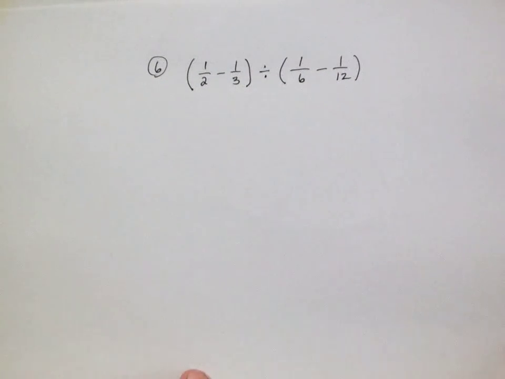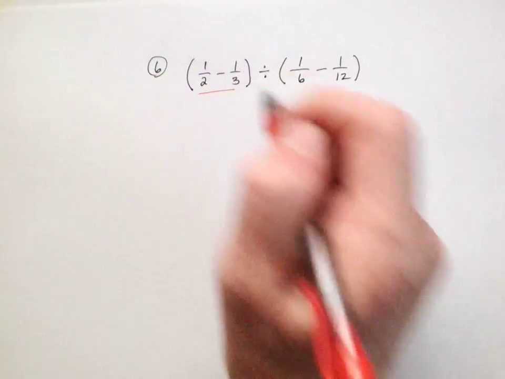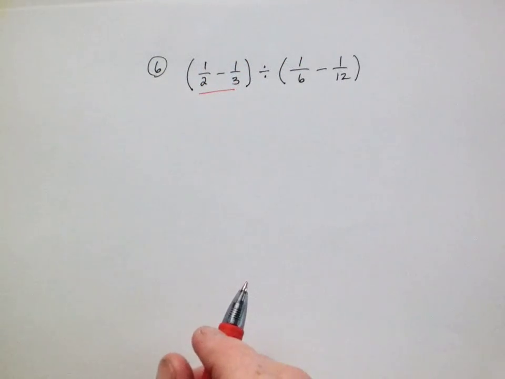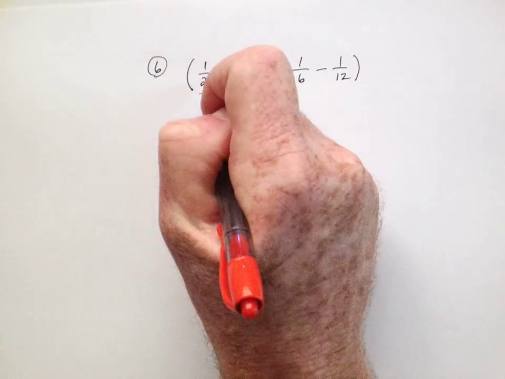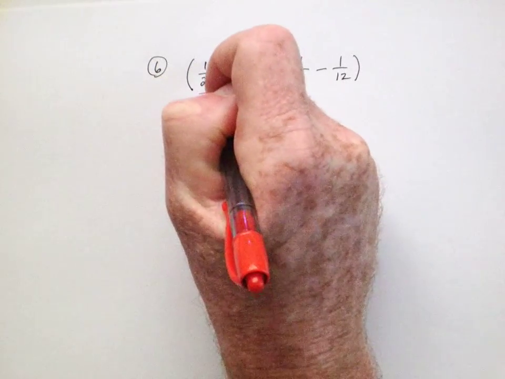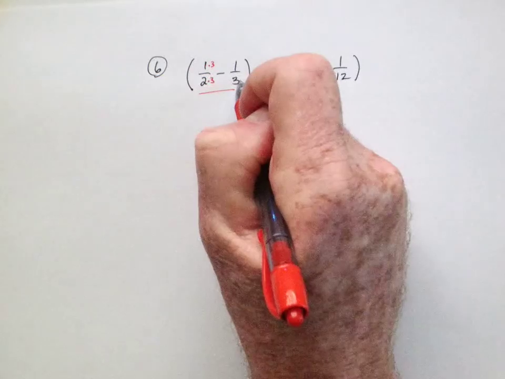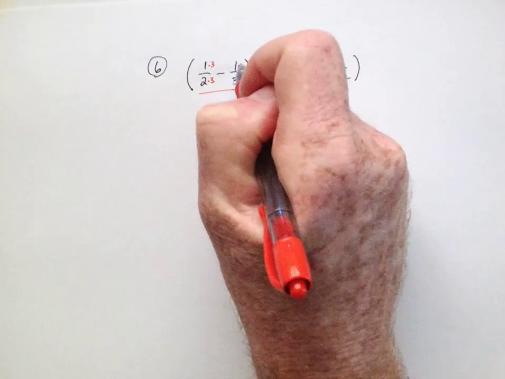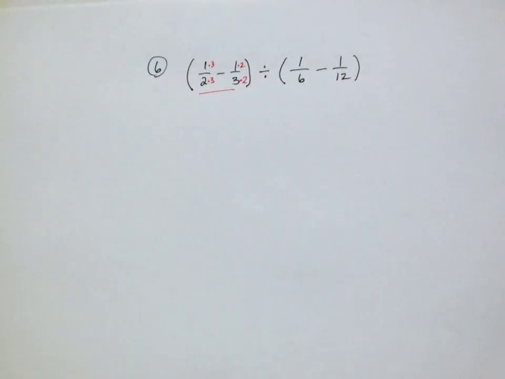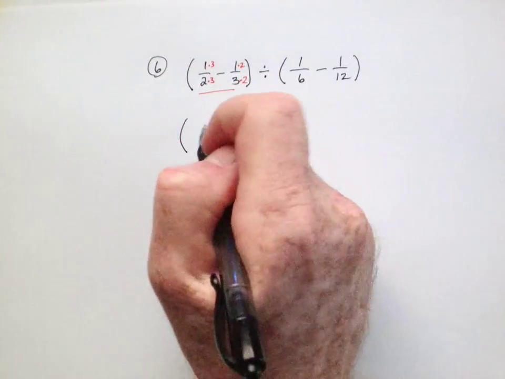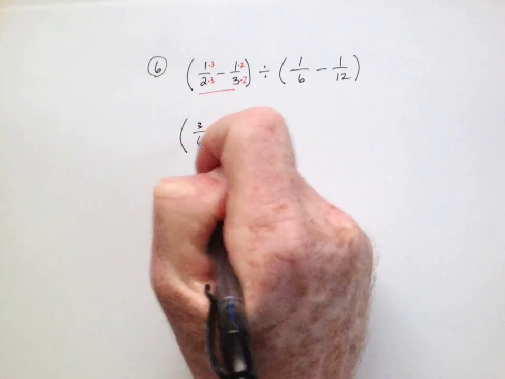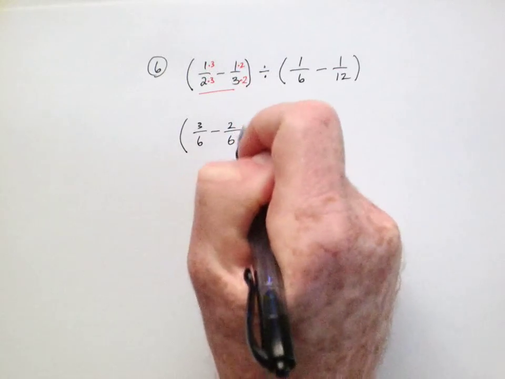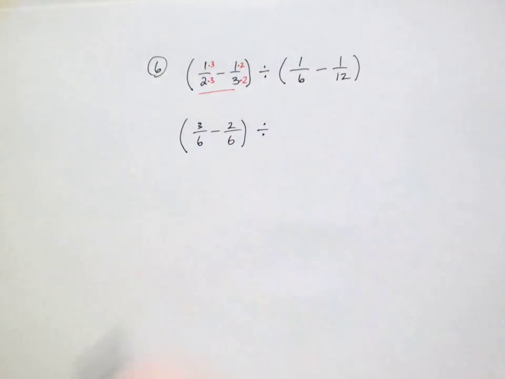Then for number 6. Because of the parentheses, I'll need to combine these two first of all. So get a common denominator. That's going to be a 6. So this I can multiply by 3 on the top and the bottom. This one I can multiply by 2 on the top and the bottom. So this one is going to be 3/6 minus 2/6. Okay, then keep the divided there, at least for now.